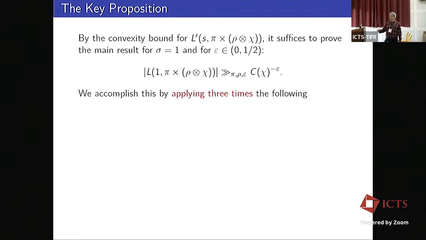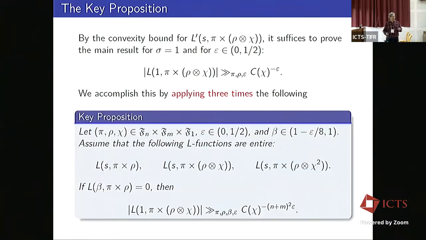And this lower bound, interestingly, will be achieved by three applications of a key proposition. So there will be an incremental nature of our proof. I will review this key proposition shortly, but as you will see, first we establish this lower bound for determinant characters, determinant to the it type of characters.